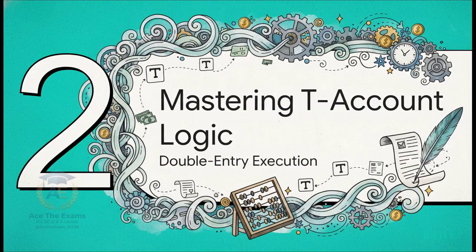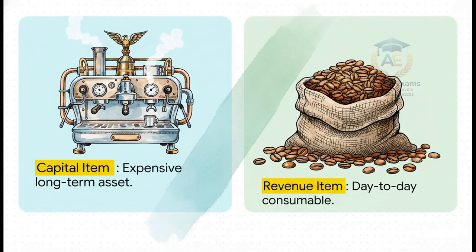Moving right along to Section 2, mastering the T account logic and double-entry execution. So one of the biggest areas where students just throw away marks is confusing capital items with revenue items. Let's use a really simple analogy to permanently separate these concepts in your head.